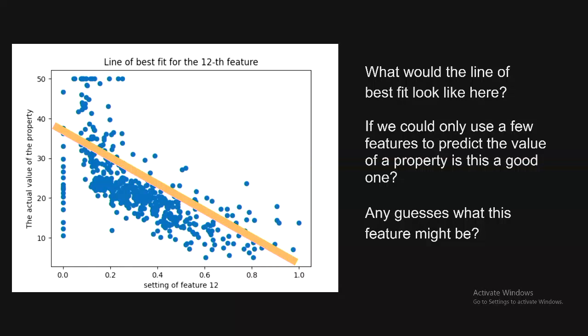We also notice that the higher the setting of this feature, the lower the value of the property. Distance from the shore, beach. Distance from the shore. Yeah, that's totally reasonable. Anyone else? How old the house is? Completely reasonable. How old the owner of the house is? Also perfectly reasonable.